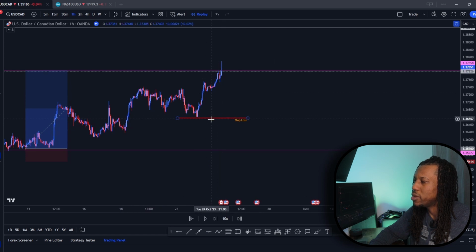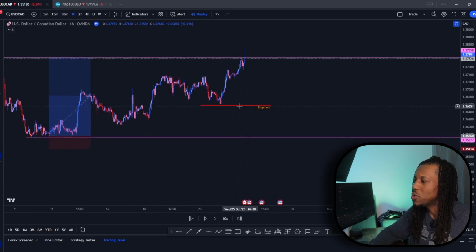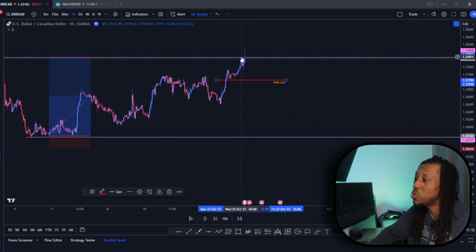Price goes all the way, hits our TP. We can even move our stops right here because just before smashing through our TP, price created a little structure right here. I would say this is more so a minor structure, created a higher low.